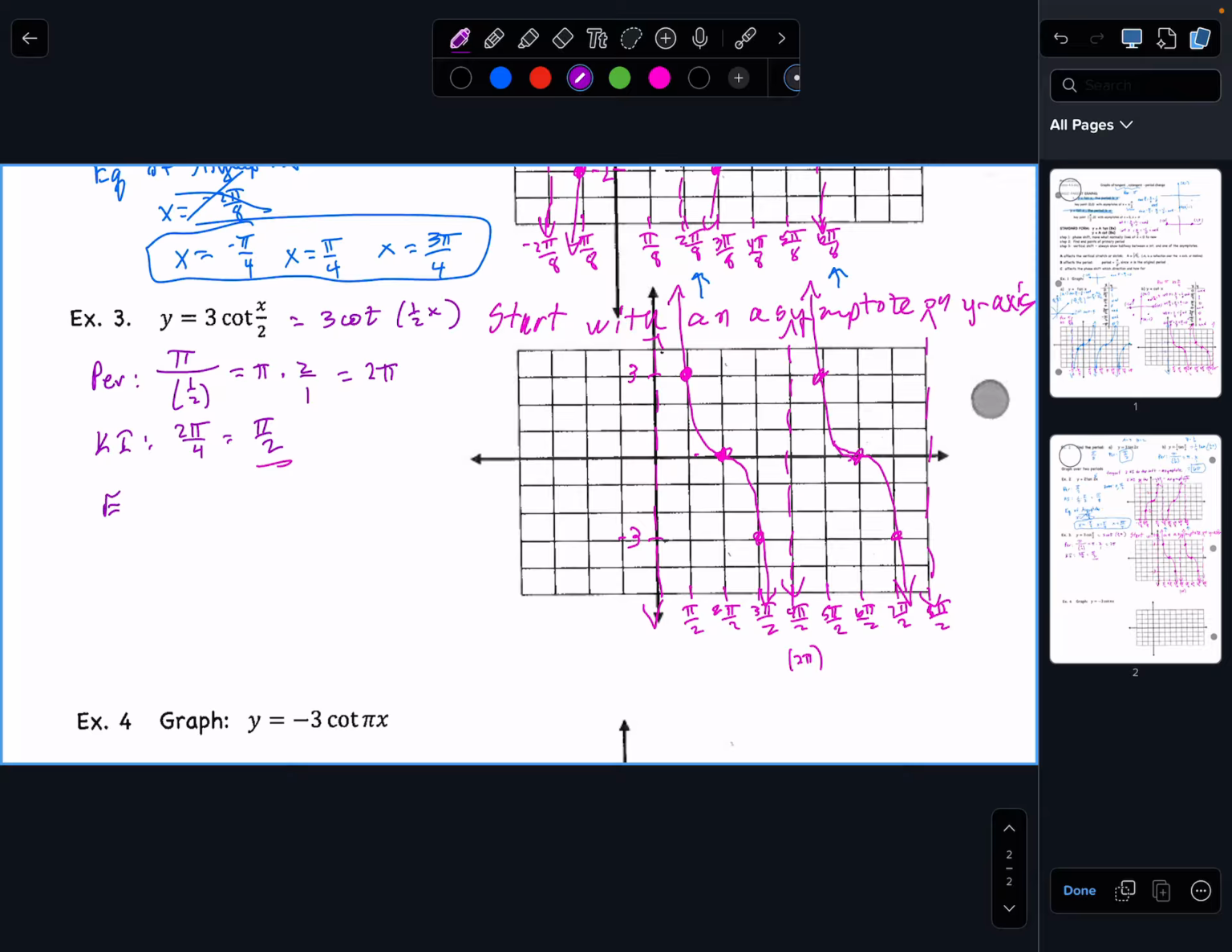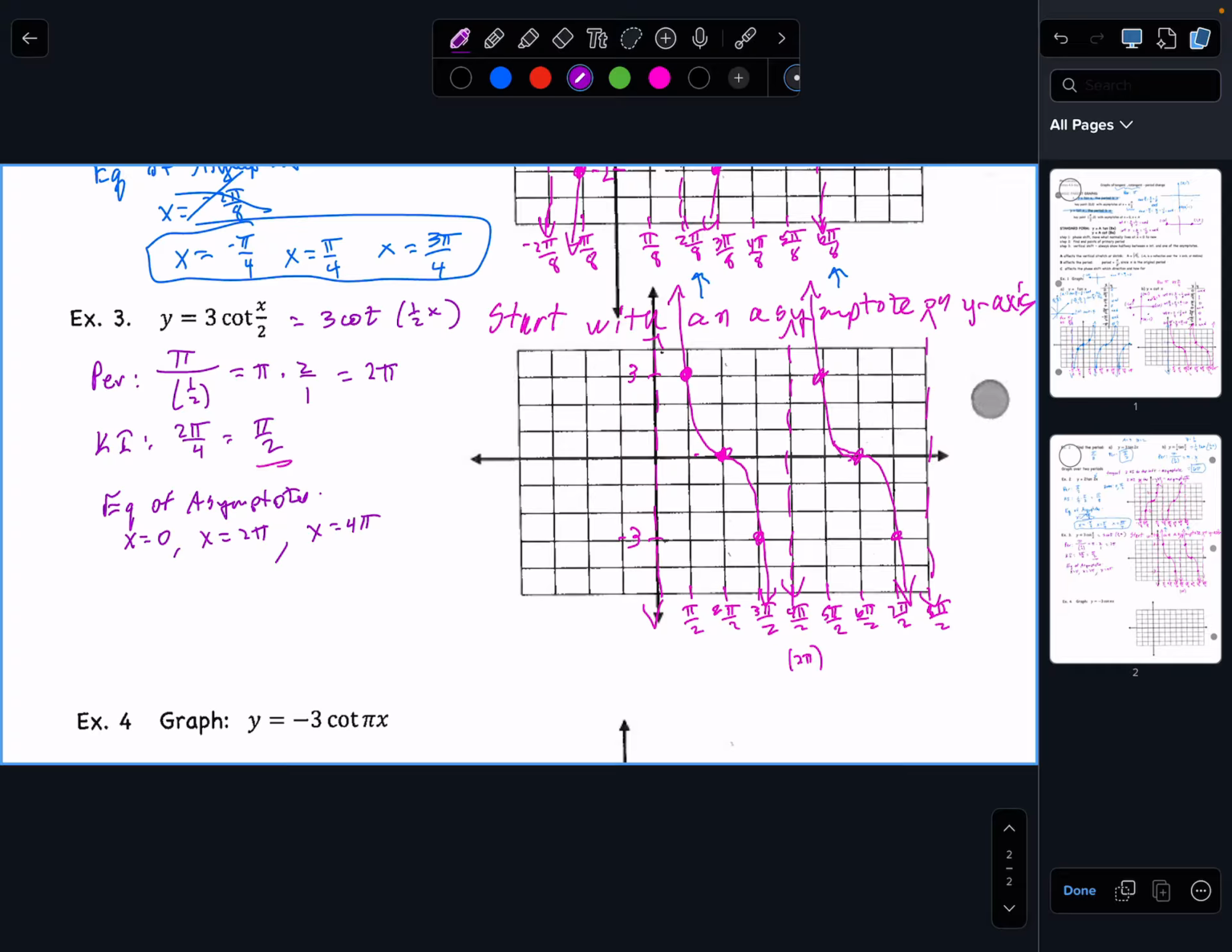So the equations of the asymptotes are x equals 0, and then it is 4 pi halves, which is 2 pi, and then it's 8 pi halves, which is 4 pi. The distance between them is the length of the period. They're going by 2 pi's.